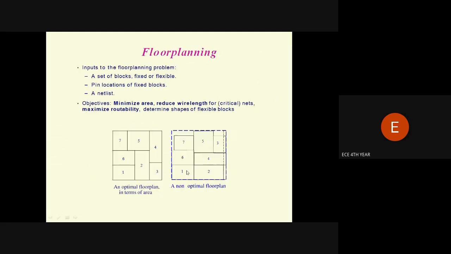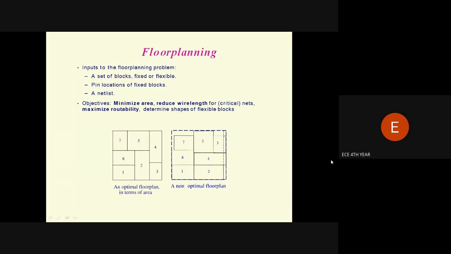Now, in the case of floor planning, the basic concept is that the input to a floor planning problem is a set of blocks, fixed or flexible, given by partition. They can be fixed or flexible as well, but in the case of placement, they should be fixed. Then the pin locations of fixed blocks, and a net list. Obviously, the partitioned blocks have another net list.